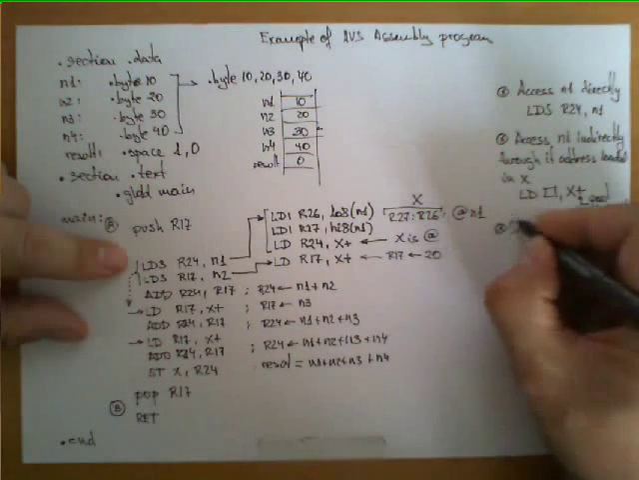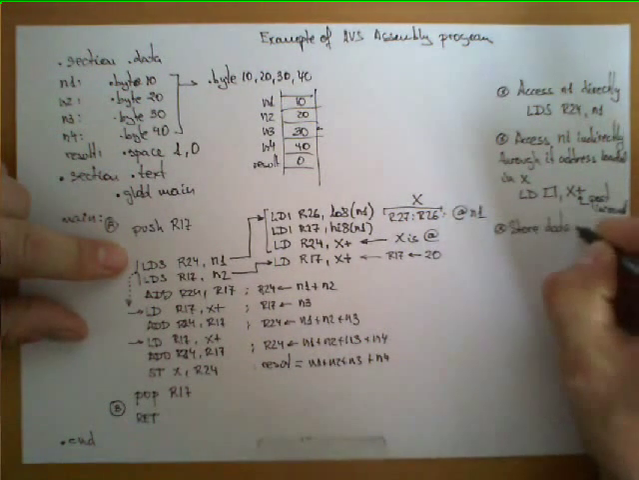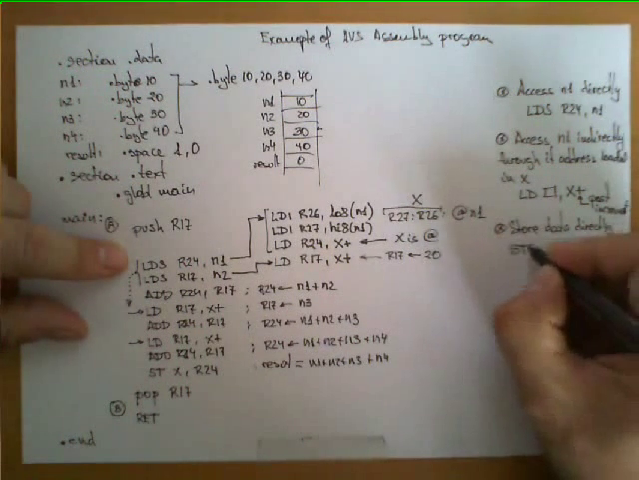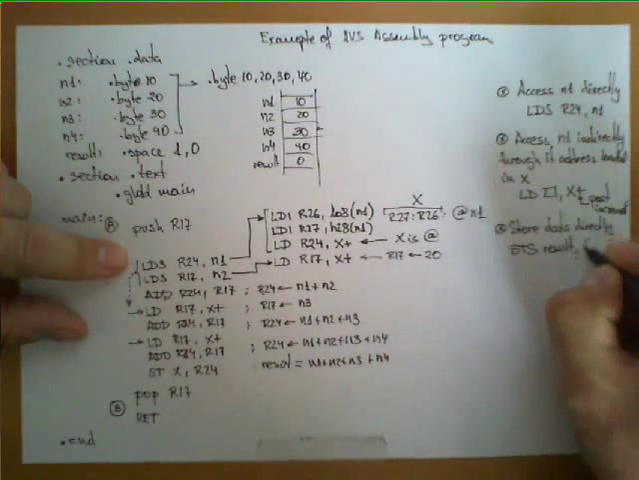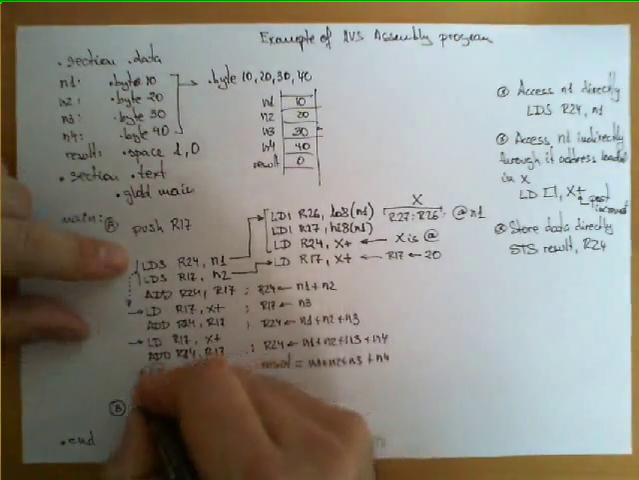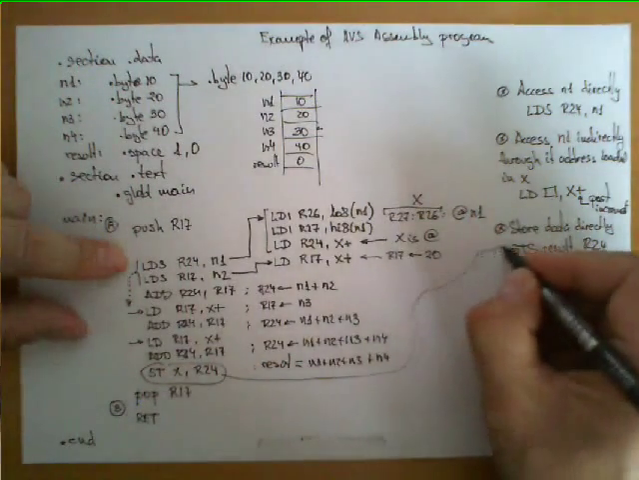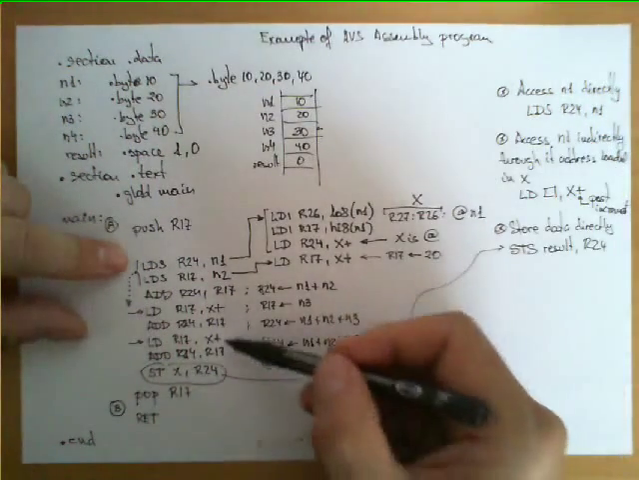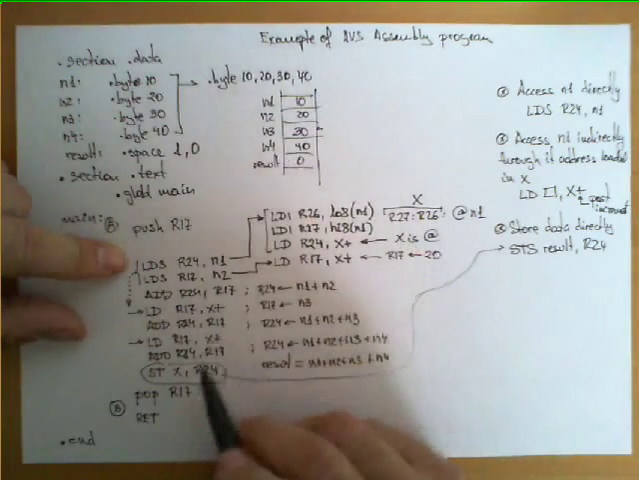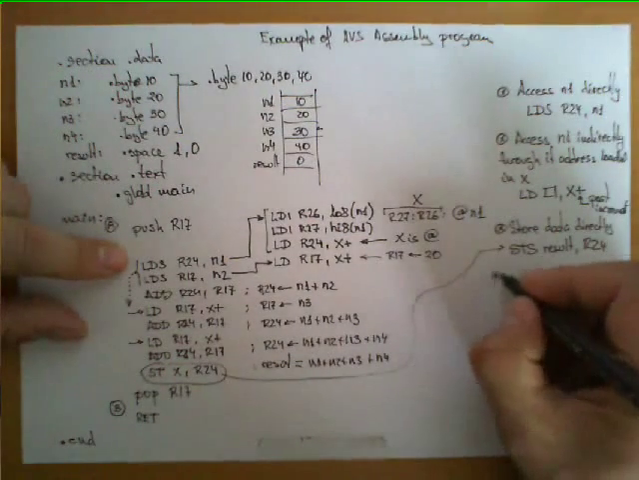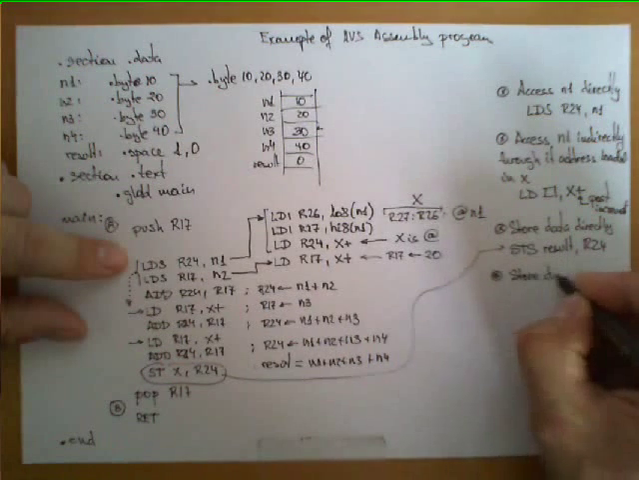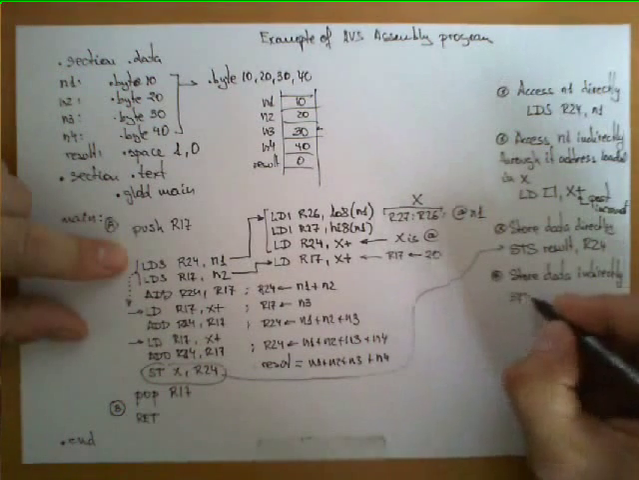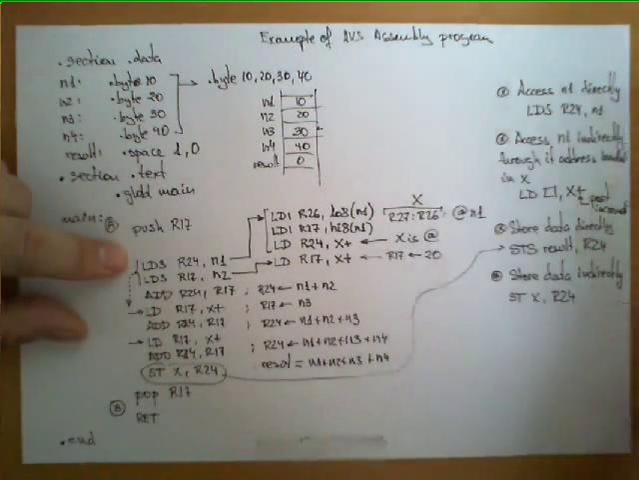We can again store data directly with instruction STS. So we could have done something like STS result, R24, and this instruction would replace this one over here. It would be exactly equivalent. However, since we already had register X that has been used to access this position, and then it was post incremented, register X at this point was already pointing there, therefore we can also store data indirectly, and this is the instruction ST X, R24.